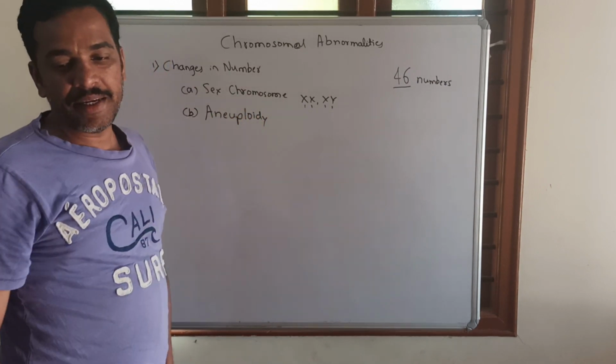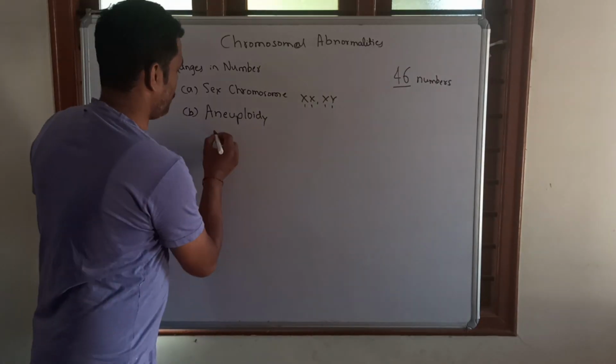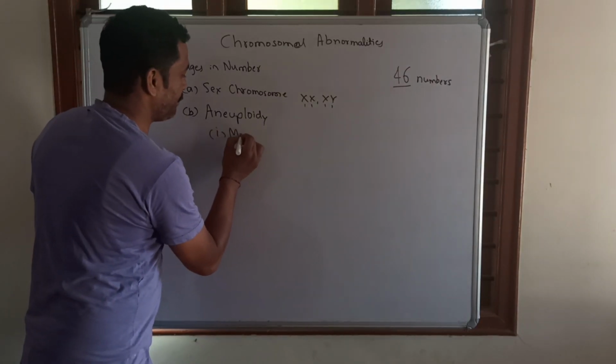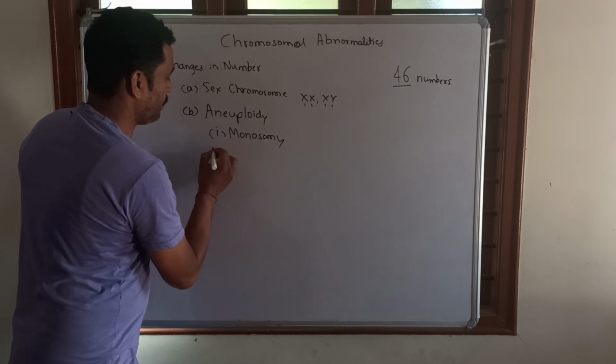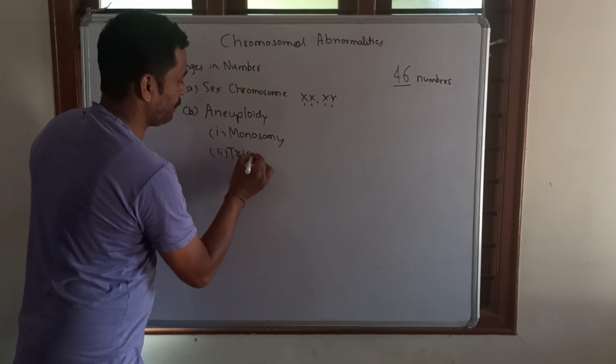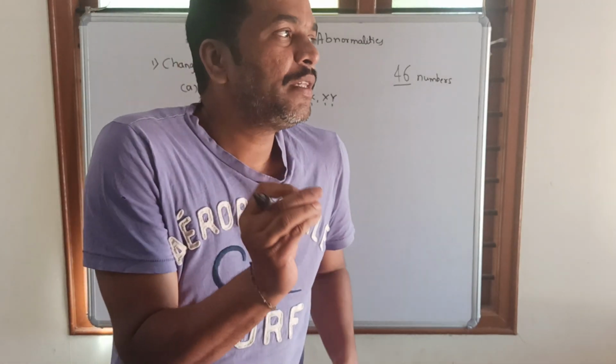And similarly, the next one is aneuploidy. Aneuploidy you can say monosomy and trisomy. So the first one is monosomy.